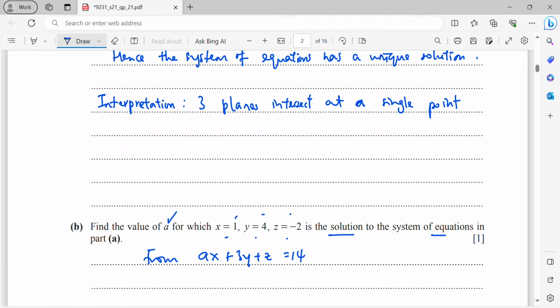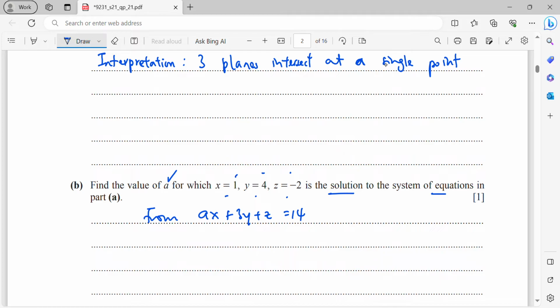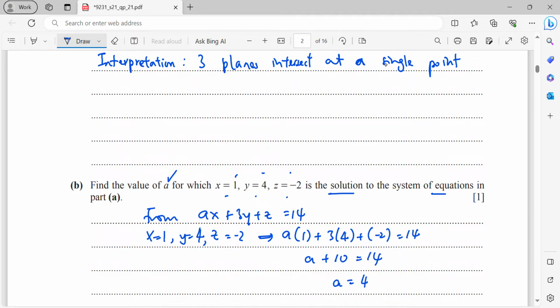Now replace all these three values: x is 1, y is 4, z is minus 2. That means I am getting a times 1 plus 3 times 4 plus minus 2 equals 14. So here it is a plus 12 minus 2, which is 10. Therefore, my a is 4. Okay, done for part B.